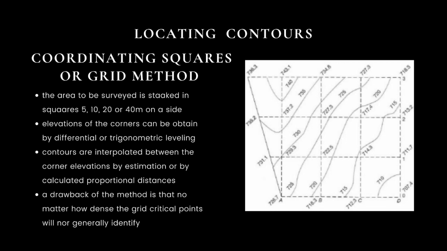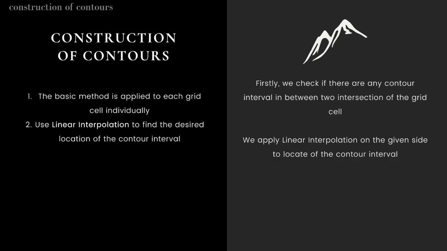The grid is plotted to the scale of the map, and the spot levels of the grid corners are entered. The contours of desired value are then located by interpolation. This method is used for large-scale mapping and at an average precision. So now we will be discussing the construction of contours.